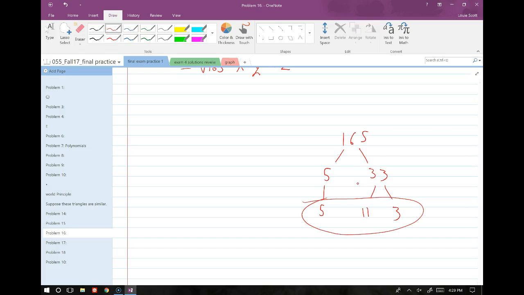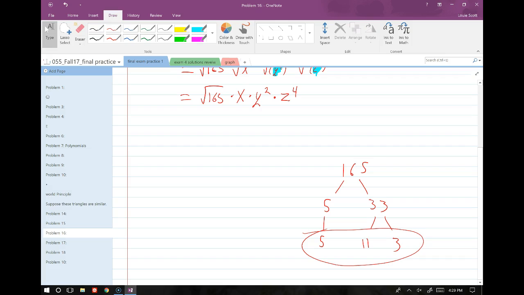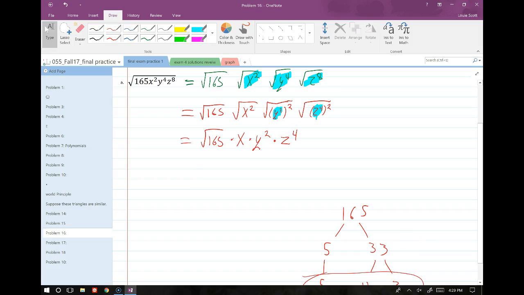If you have pairs, you can pull a pair out, but if it's just 165 and there's no perfect square numbers as factors, you can't do anything. So this is just x, y squared, z to the 4th, root 165.